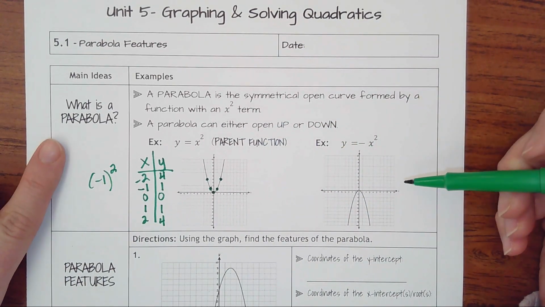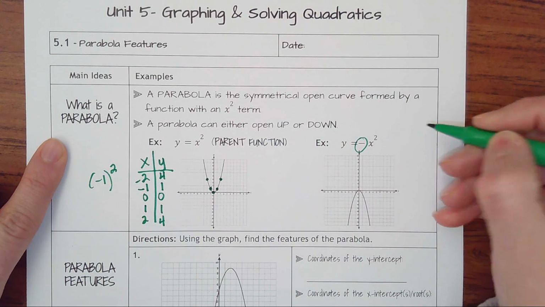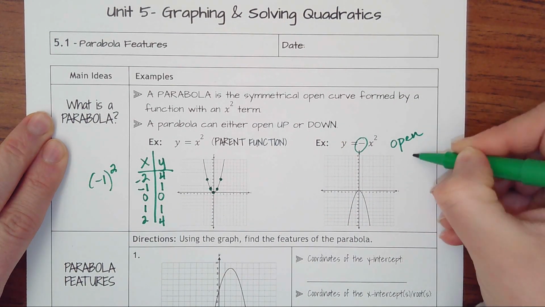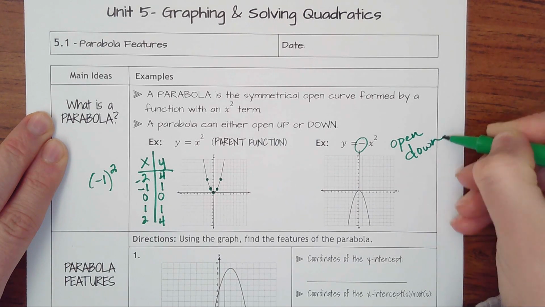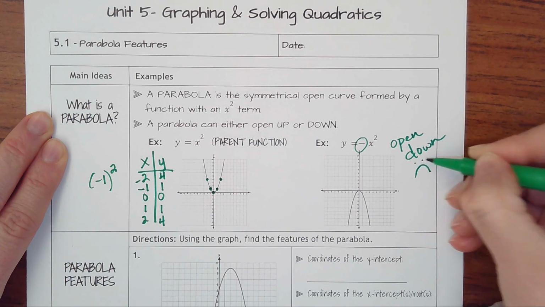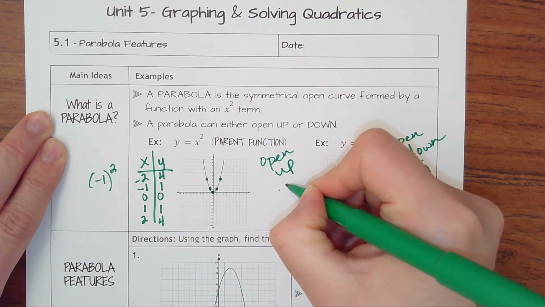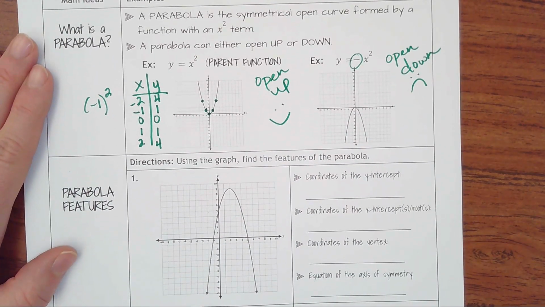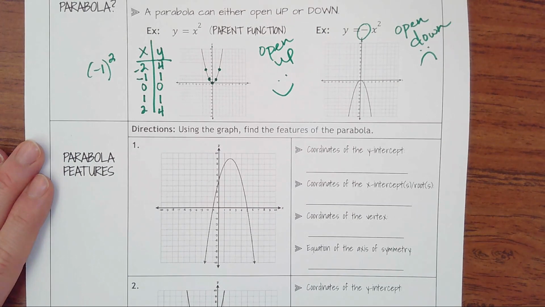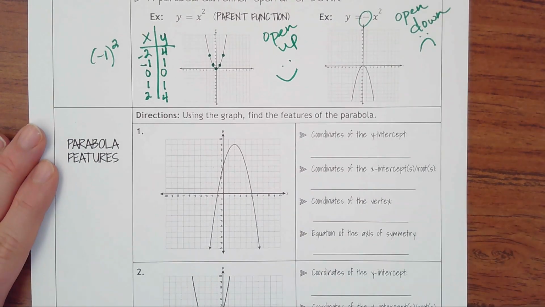And then here's y equals -x squared. The negative makes it open down. Open down like a frown, and this opens up like a smile.